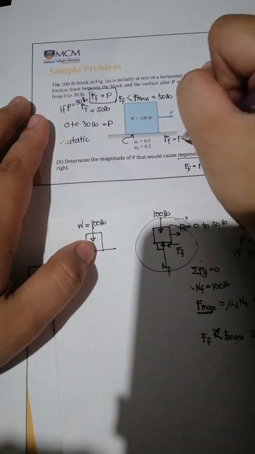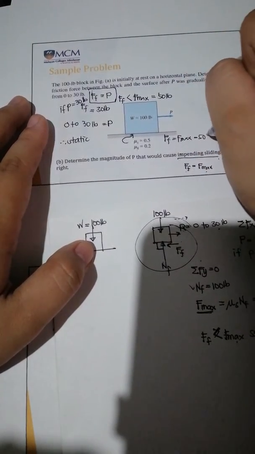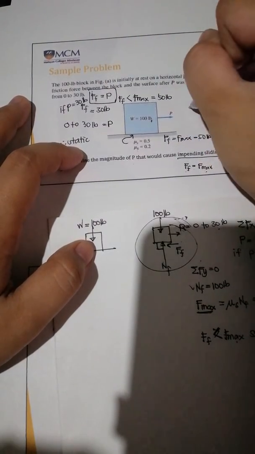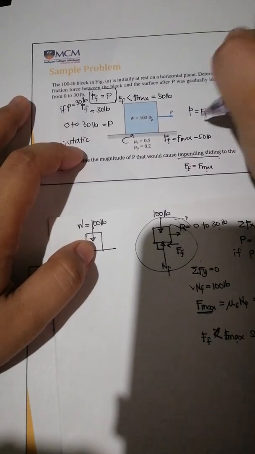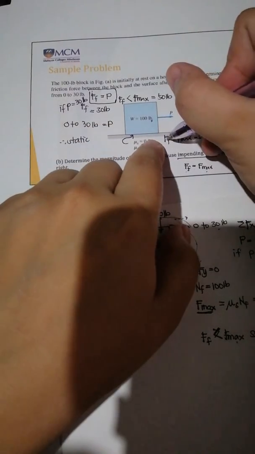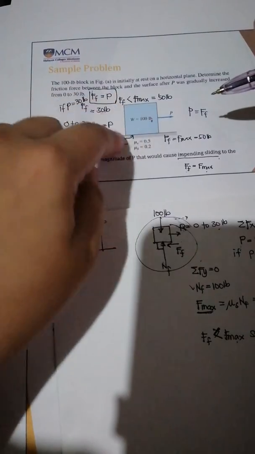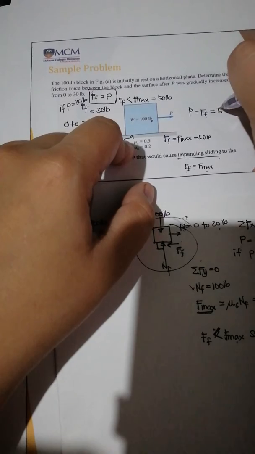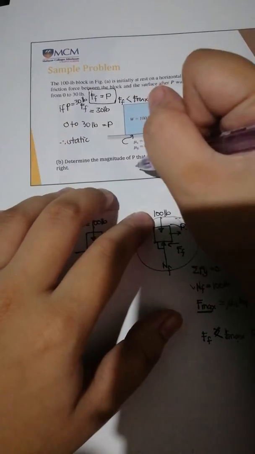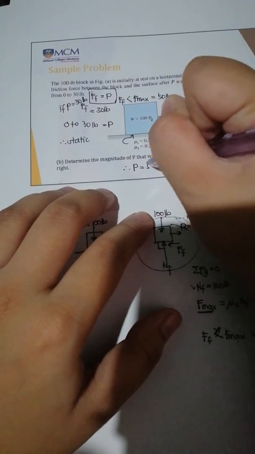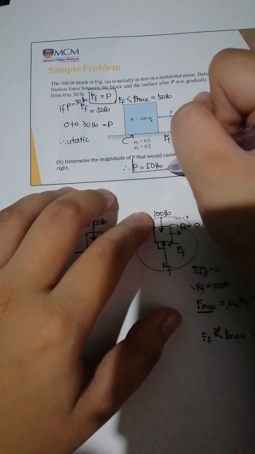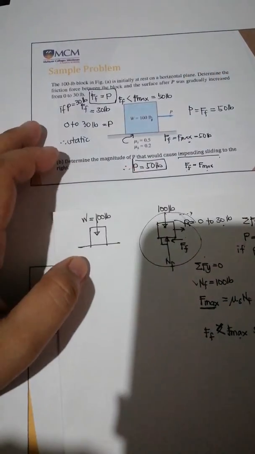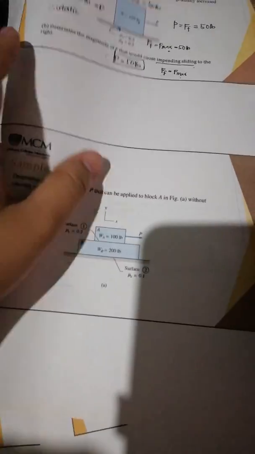If FF is equal to F max, which is equal to 50, and we know that on this figure or system, P is simply equal to FF. So if FF is just equal to the maximum F, making it produce an impending sliding, then P would also be equal to FF, which is also 50 pounds. Therefore, the magnitude of P that would cause impending sliding is 50 pounds because it makes the actual friction force just equal to F maximum.